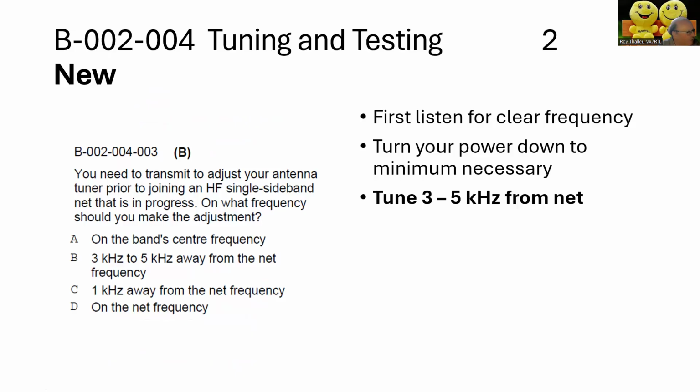Here is a new question. You need to transmit to adjust your antenna tuning prior to joining an HF single sideband net in progress. On what frequency should you make the adjustment? So you don't want to make the adjustment on the frequency of the net because you could interfere with the net. So what you want to do is go 3 to 5 kilohertz away from the net and do your tuning there and then go back to the frequency of the net.